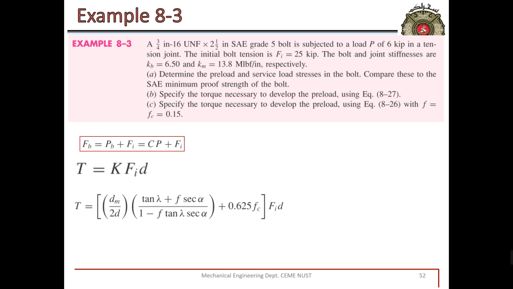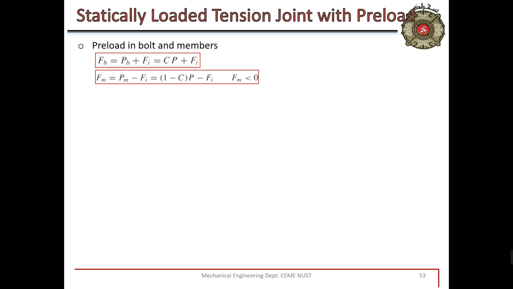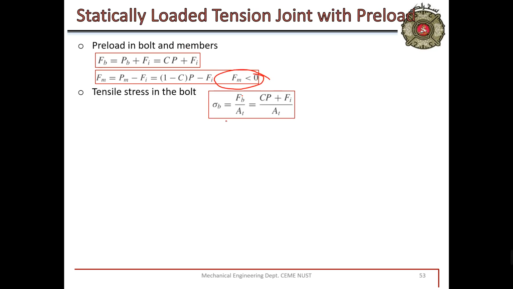Then we solved example 8.3, and after that example, this is again the same equation that we have already studied. Know that Fm has to be negative. So the stress in bolt can be calculated by this equation: Fb, the force on bolt, divided by At, the equivalent area. This can be calculated either from table 8-1 or 8-2.